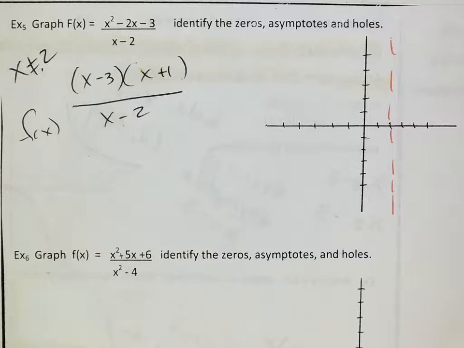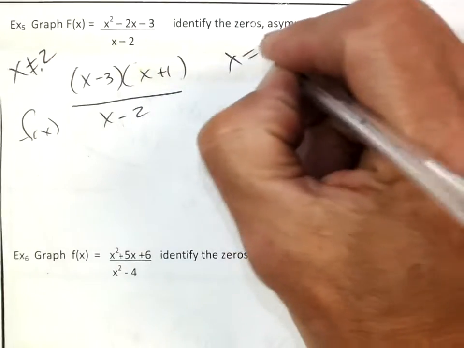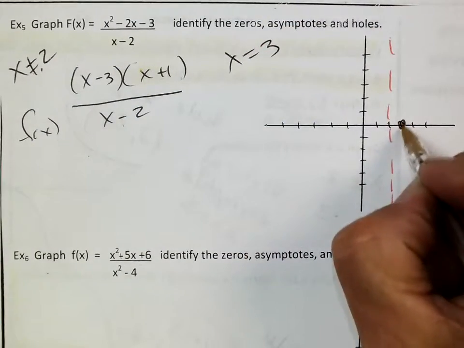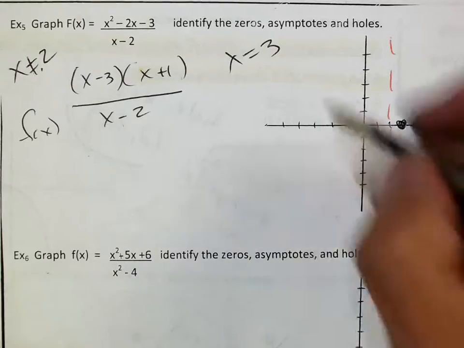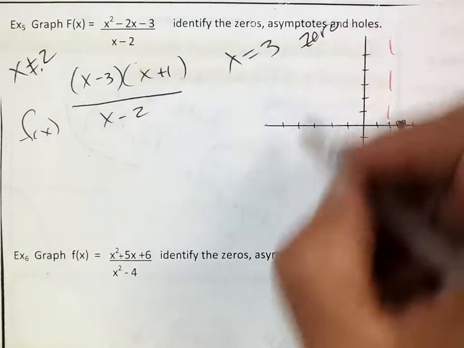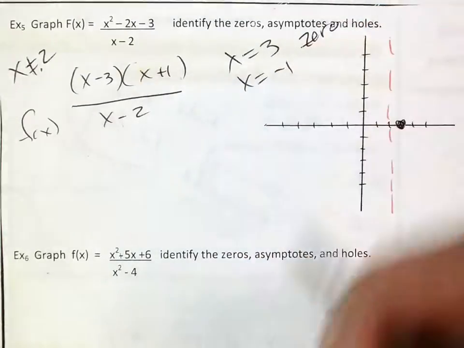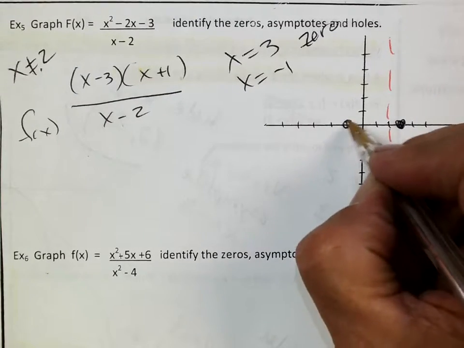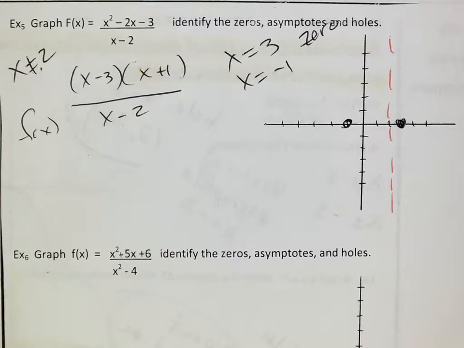0 on the top is 0. So guess what? At x equals 3, we have a 0. At x equals negative 1, we have a 0. How's that? That makes sense. 0 on top of 0. So let's graph it. See what it looks like.